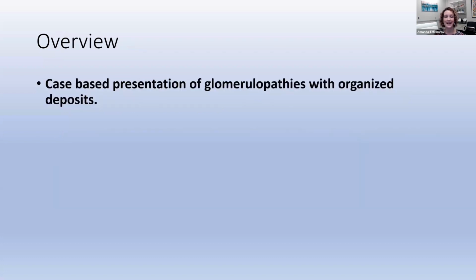This is going to be a case-based presentation of glomerulopathies with organized deposits. It's going to touch a little bit on the pathogenesis, but it's going to be primarily focusing on the pathologic presentation and the different variations of these processes. And it's not going to cover all glomerulopathies with organized deposits, because that would take probably far more than the hour that we have.